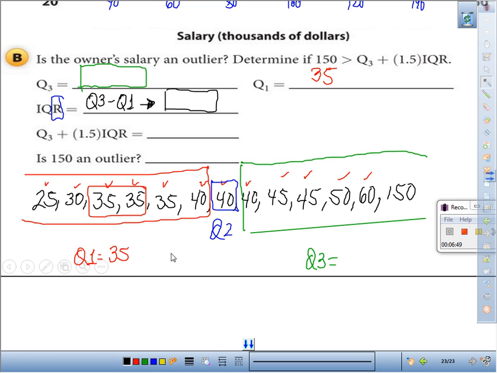Now for this next piece, we are going to require the calculator, but I want you to look up really quick, pens down, hands down. Look up to the screen. Now, we're trying to determine if the owner's salary, which is 150, is an outlier. So we're going to use this formula. Look up this one. 150 is greater than Q3 plus 1.5 times the IQR. So what they're saying is that if 150 is greater than what we get here in this box, then this one is yes. But if 150 is not greater, then this one is no.